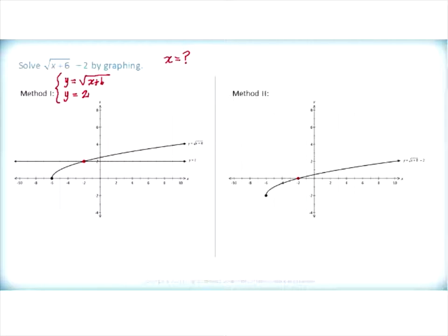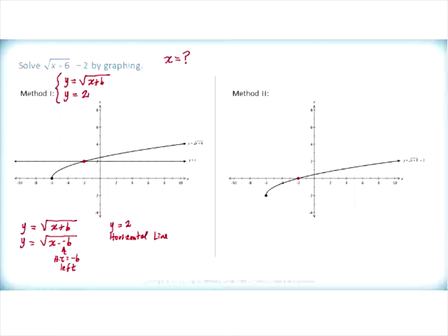In sketching the graph of this function, we have y equals the square root of x plus 6. That's the same as y equals the square root of x minus -6. Notice that we have a horizontal translation of 6 units to the left of the base graph of y equals the square root of x. The other graph, y equals 2, will be a horizontal line that passes through y equals 2 for all values of x.